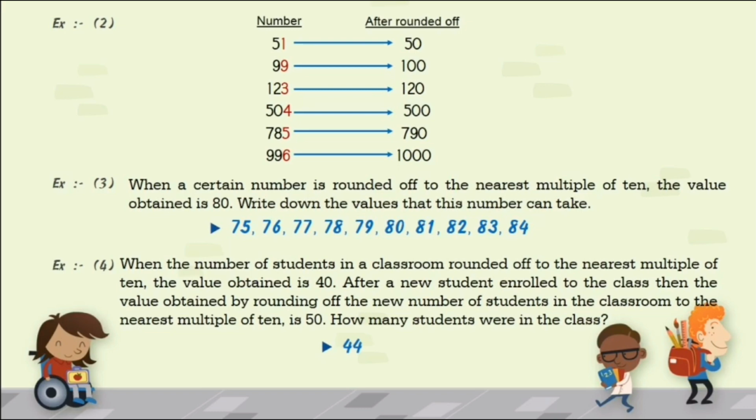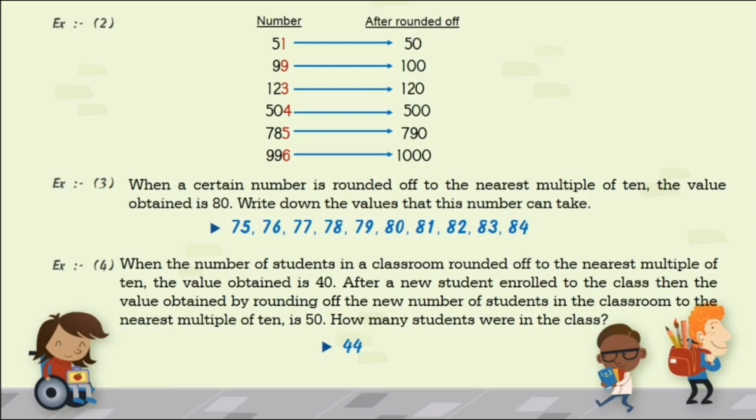Let's see another example. 51. Last digit is 1. It is less than 5. So then we have to select the closest multiple of 10 which is less than 51. So the answer is 50. 99. Last digit is 9. It is greater than 5. So then we have to select the closest multiple of 10 which is greater than 99. So the answer is 100.